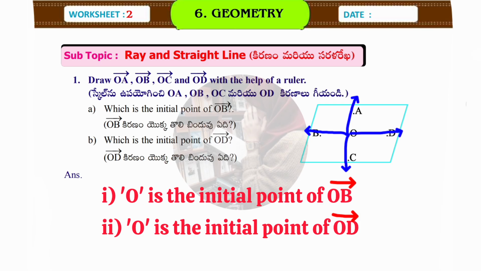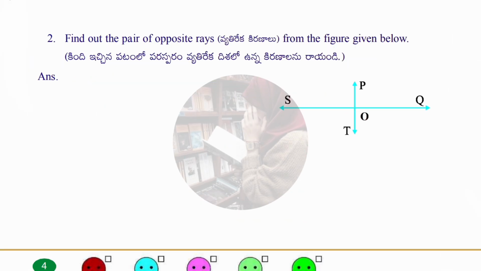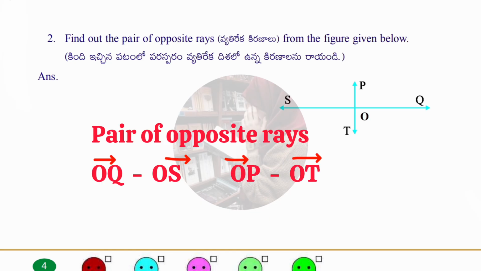Okay. Now we'll move to the second question, which is find out the pair of opposite rays from the figure given below. Here one figure is given of S, P, Q, T and O is the middle point. Okay, so from this figure we need to find the opposite rays. Write down the pair of opposite rays. OQ is opposite to OS. Next, OP is opposite to OT. Understood guys? This is the answer for this question.